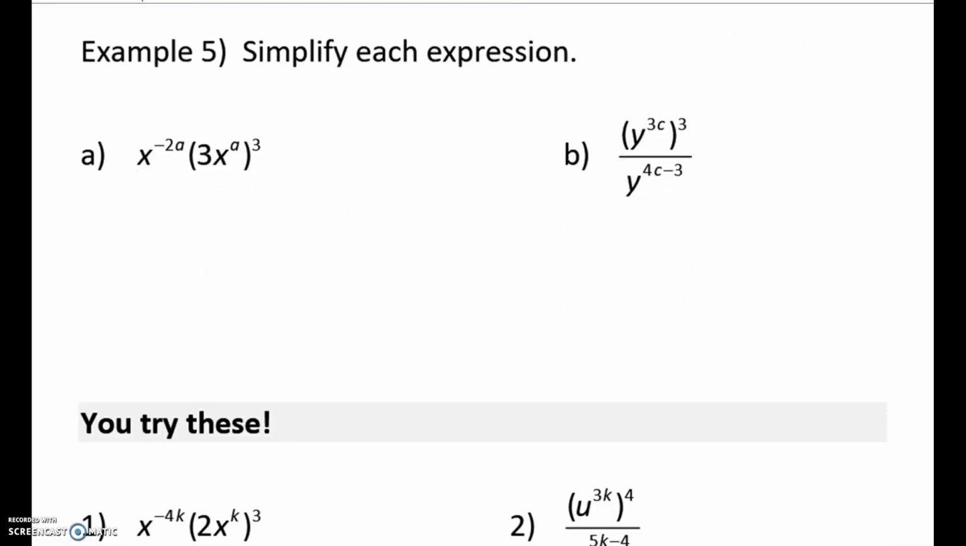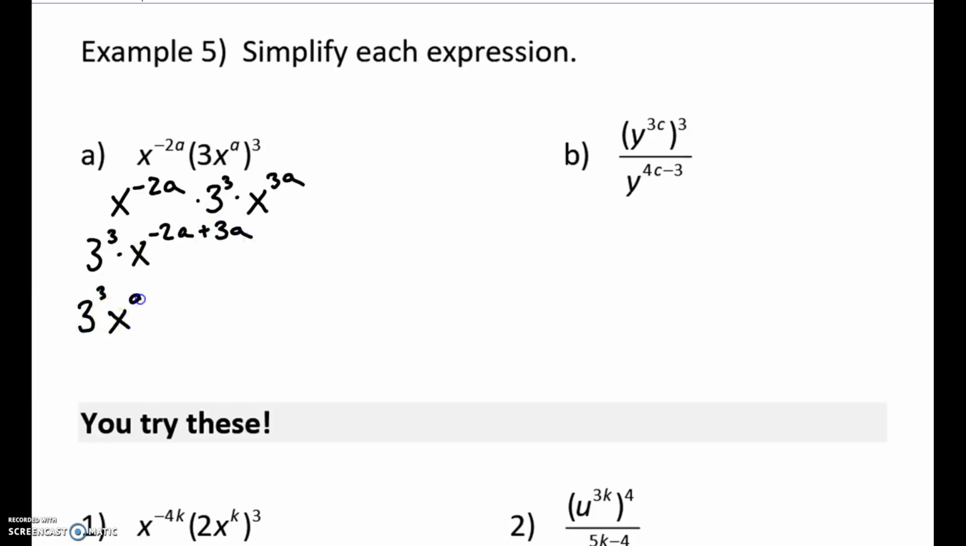So here I have x to the negative 2a times the quantity 3x to the a to the 3rd. I am going to start off by distributing in that 3, so times 3 to the 3rd times x to the 3a. Now I'm going to combine. My 3 to the 3rd just kind of hangs, and then I get x to the negative 2a plus 3a, which means I get 3 to the third x to the a, or 27x to the a. So he's actually not that bad.